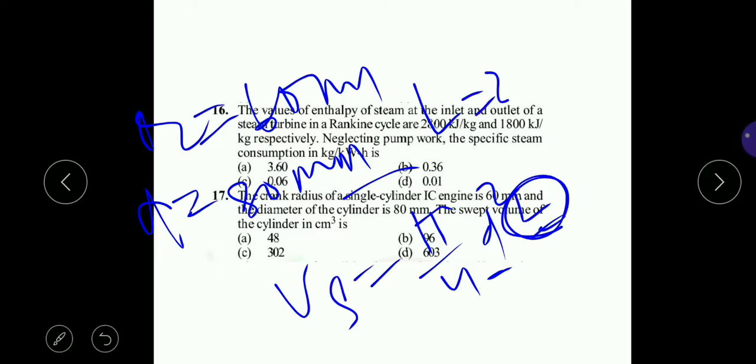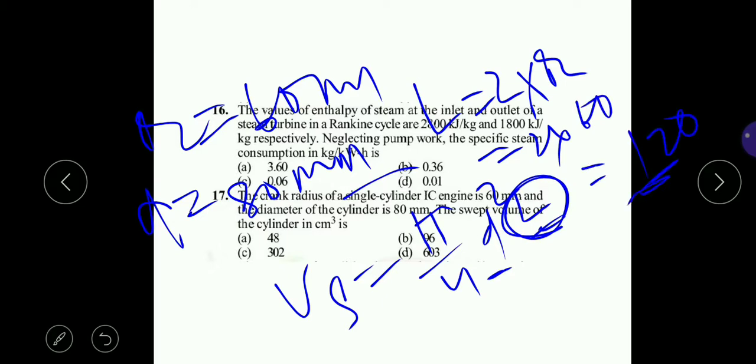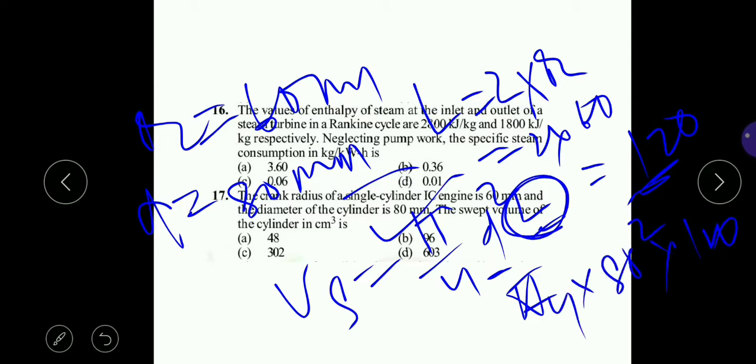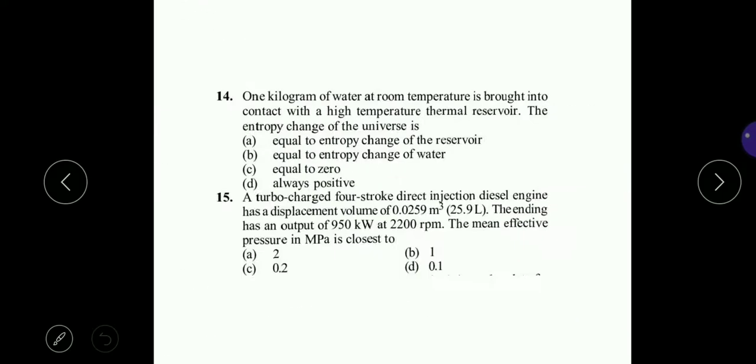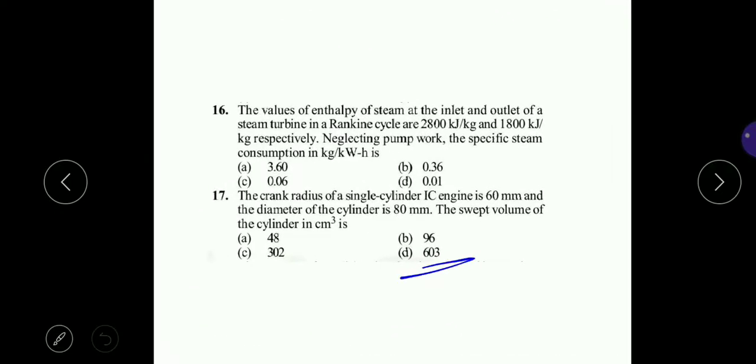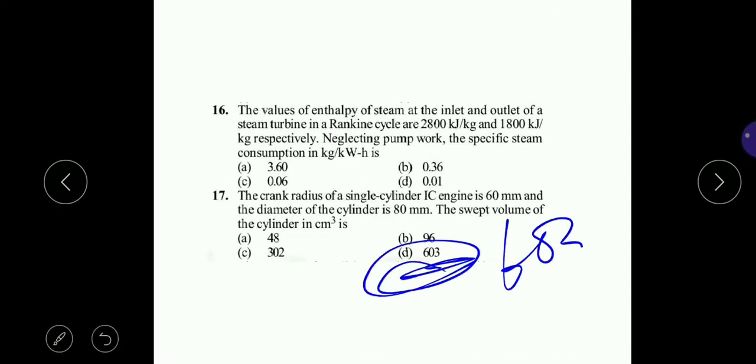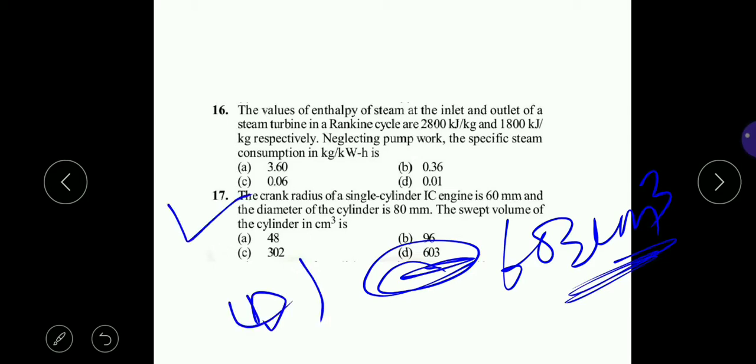So stroke length will be equal to 2 into crank radius R. So I can calculate 2 into 60, that will be equal to 120. So you can put that value: pi by 4 into D square, that is 80 square into 120. So calculate, it will be in terms of mm cube, and we need to convert that mm cube into centimeter cube. So we can get this value, 603, that is 603 centimeter cube. Calculate and find out. So here option D will be the correct answer.